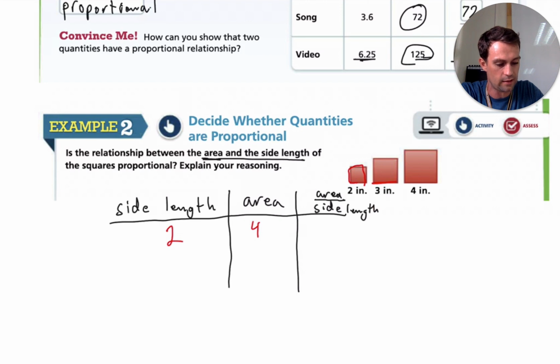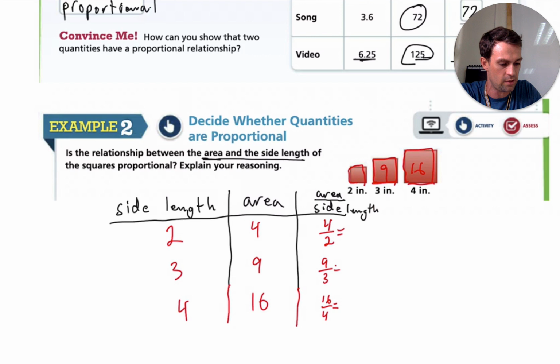If the side length of this square is 3, the area would be 9. If the side length of the last square is 4, the area would be 16. So area over the side length, the area over the side length, and the area over the side length. What do you notice about all of these ratios? They're proportional. They're the same. That's right. This is equal to 2. This is equal to 2. This is equal to 2.